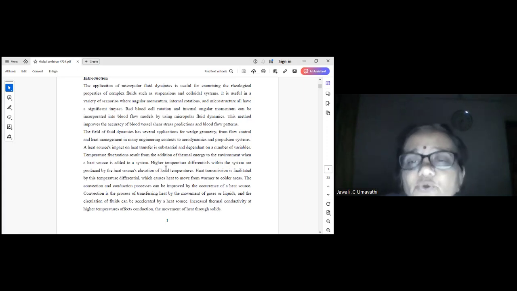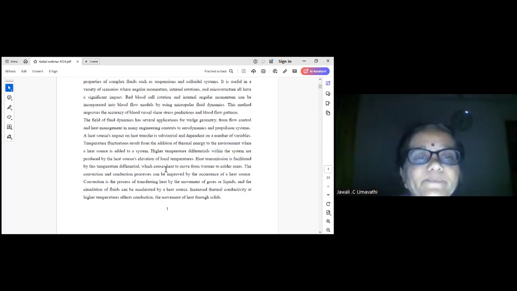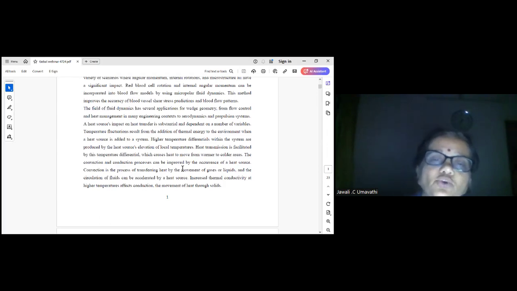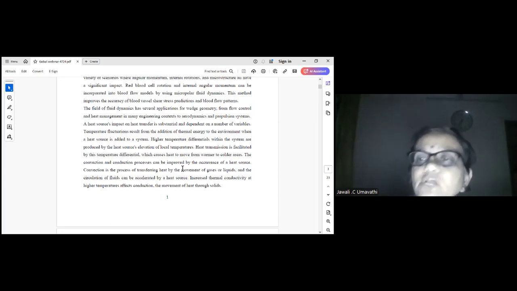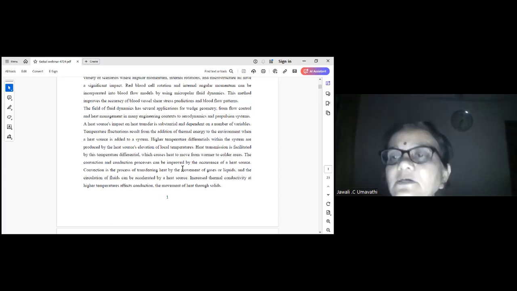When we are doing modeling, I thought let me take all possible properties. So temperature fluctuations and thermal energy, this is the importance. Higher temperature differentials within the system are produced with the heat source elevation of local temperatures. So heat transmission is facilitated by this temperature. That means the source is a term I can handle myself, apart from the naturally occurring heat changes.